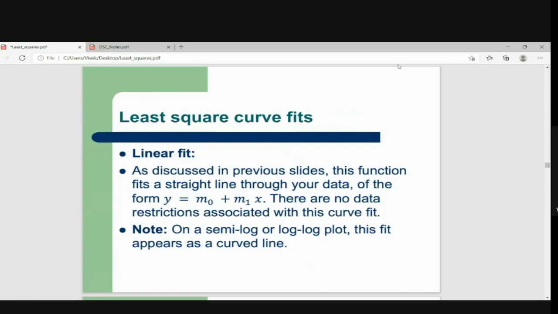On a semi-log or log-log plot, this fit appears as a curved line, because you know that only if you take a linear x-axis and y-axis will this look like a straight line. But we can actually use this in MATLAB. If we change the axis to semi-log or log-log, then this straight line will look like a curve.